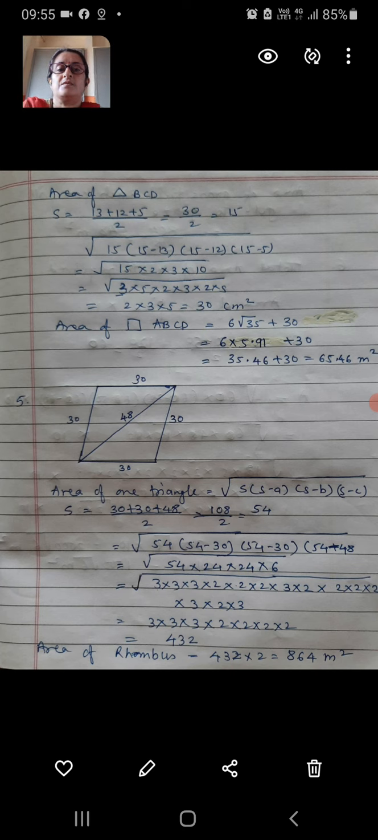So root 35 is 5.91. If you multiply it by 6, you will get 35.46 as the area of the first triangle, and in that add 30 as the area of the second, that gives you 65.46 meters square is the area of the quadrilateral.